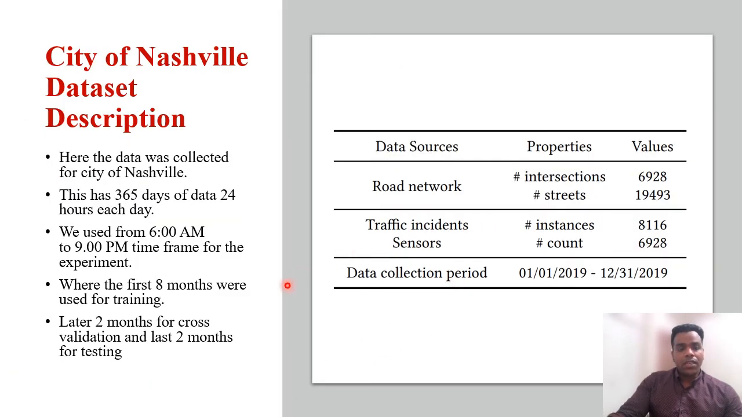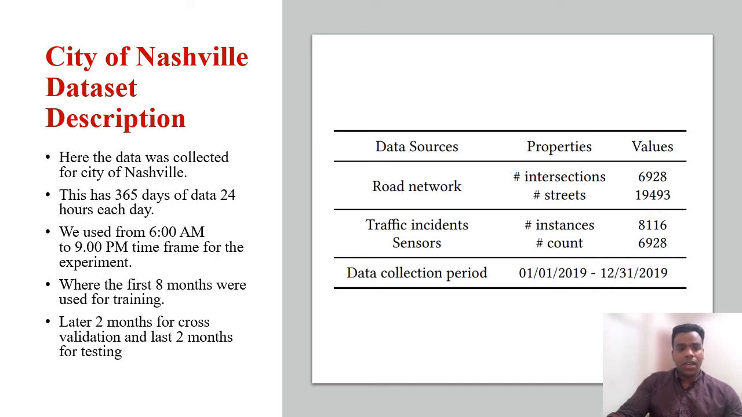We tested our model extensively on Nashville data. We used 8 months of data for training, then 2 months of data for cross validation, and the last 2 months for testing, where we have 1 year worth of data. It contained approximately 6,000 intersections, approximately 19,000 streets, and approximately 8,000 incidents.